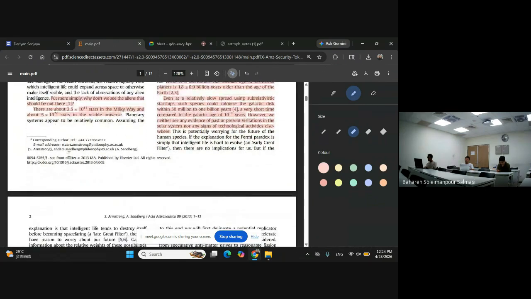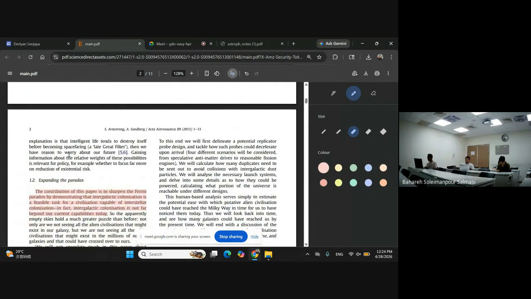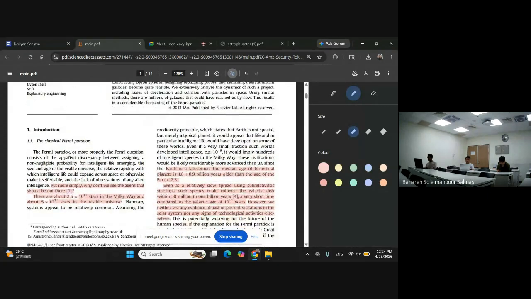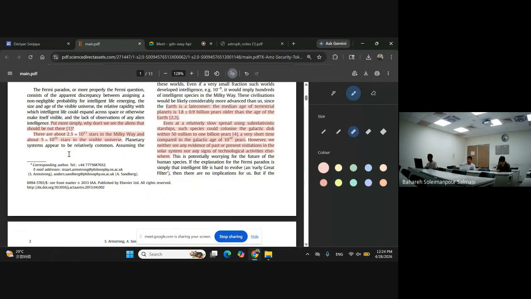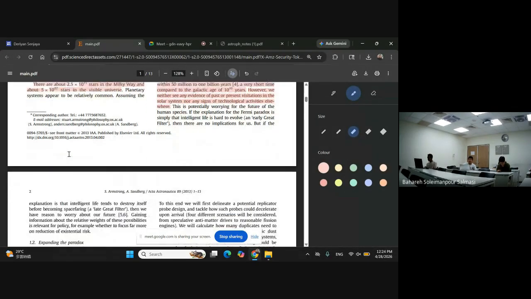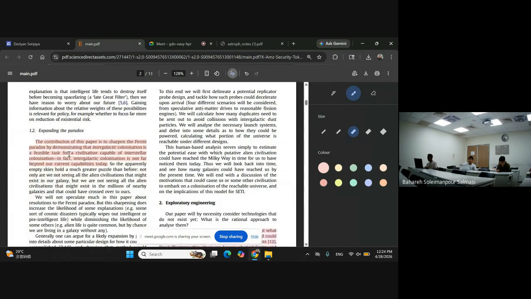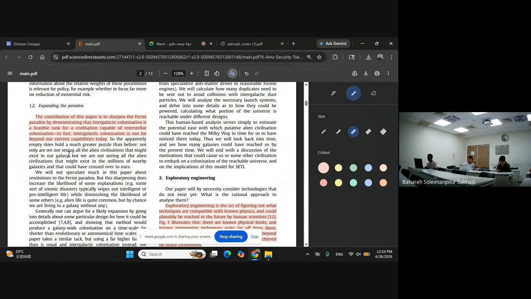And they use methods using common knowledge in physics. So they want to know how, for example, aliens exist and how they can colonize from one galaxy to another galaxy system or something. So the first thing they start from is expanding the paradox.